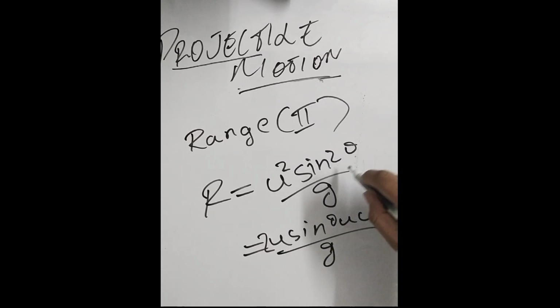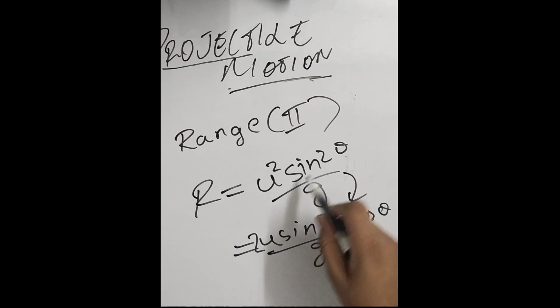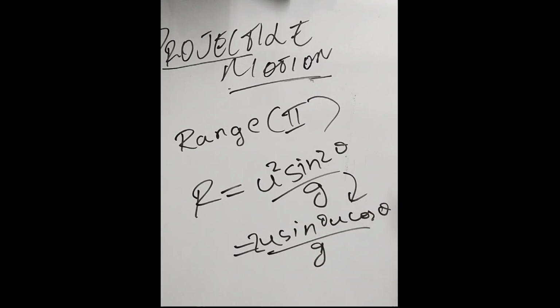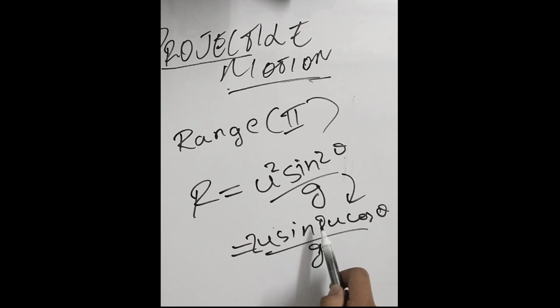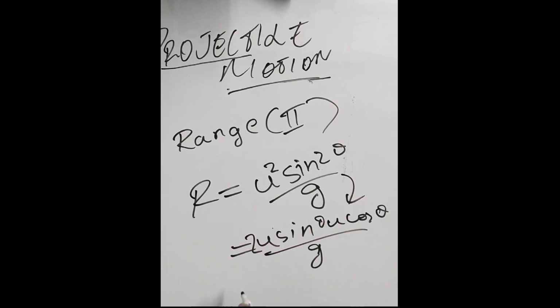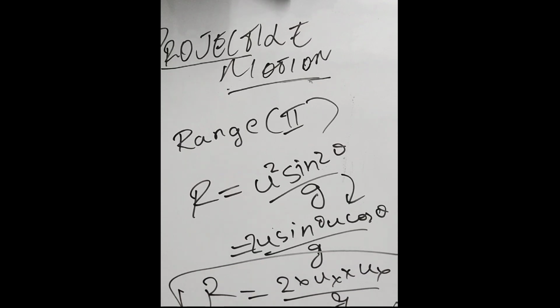When you simplify this using the sine 2 theta formula, that is sine 2 theta is equal to 2 sine theta cos theta, and also split the u as u into u, you get u into sine theta and u into cos theta. And from the previous explanation, we know that u sine theta and u cos theta are simply the components of u, that is 2 into ux into uy upon g. So this is the second formula for range.